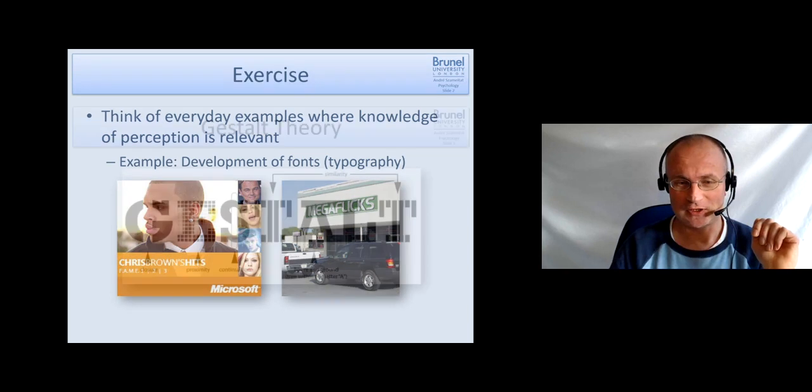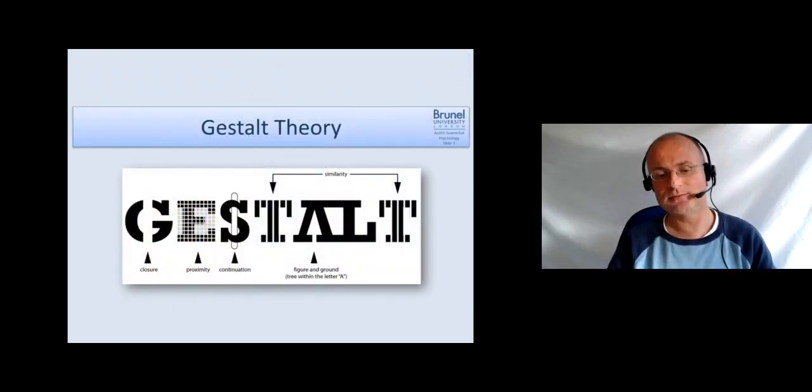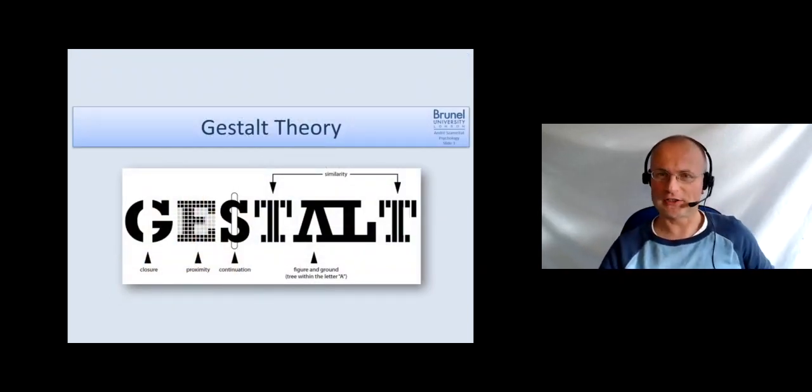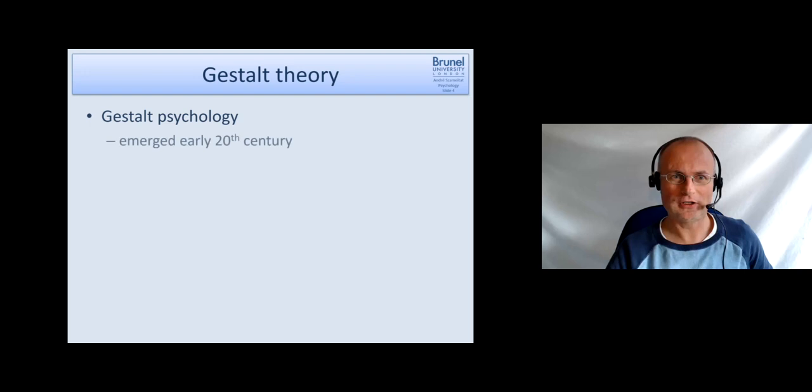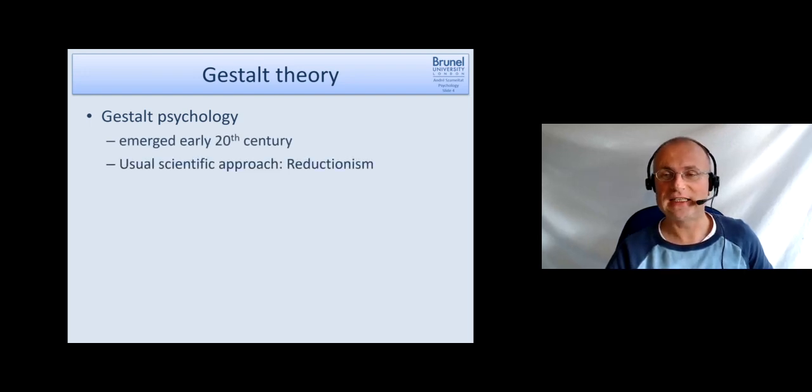Okay, so let's continue and do this part on Gestalt theory. Gestalt theory, Gestalt psychology. So Gestalt theory was proposed roughly 100 years ago by a stream within psychology which is called Gestalt psychology. It emerged in the early 20th century, mainly in Germany, and it used a different scientific approach.